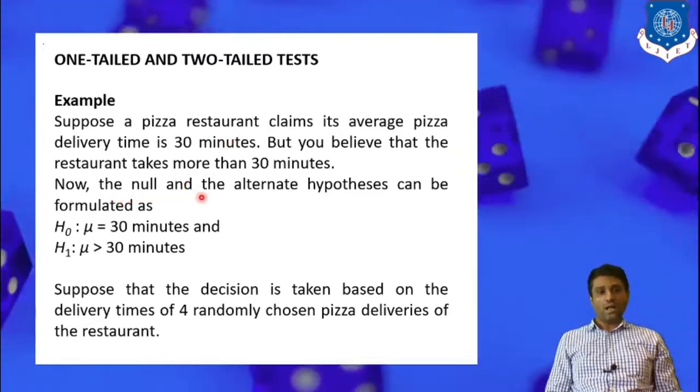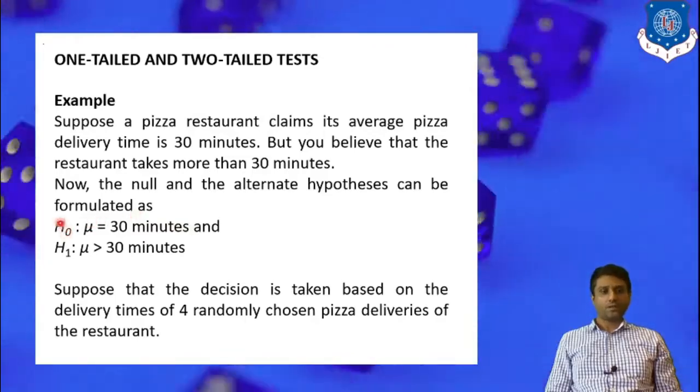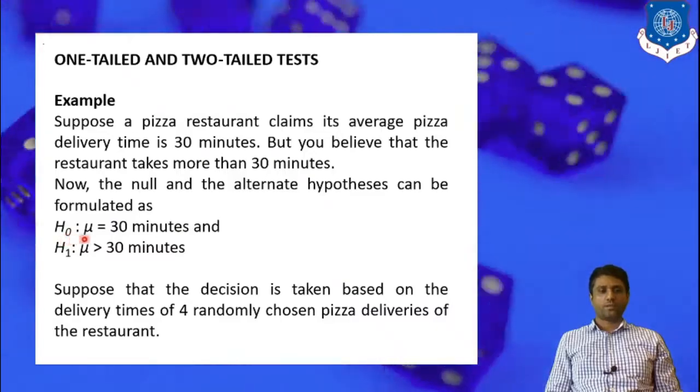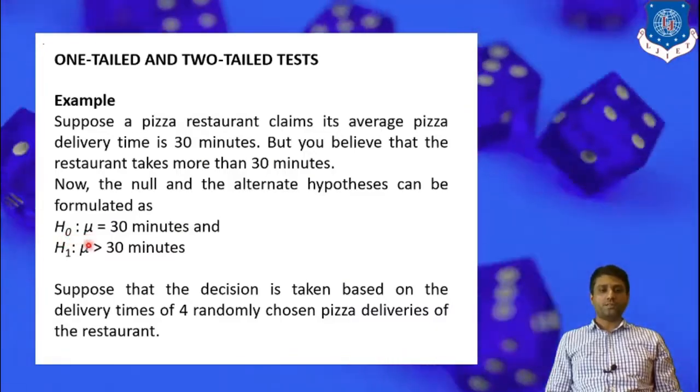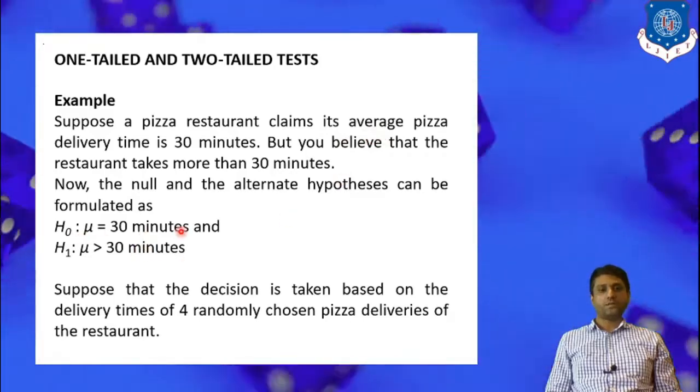So now the null hypothesis and the alternative hypothesis can be formulated. We know that the notation for the null hypothesis is H0. We have to assume the null hypothesis, that is mu, the average. The average time is 30 minutes.